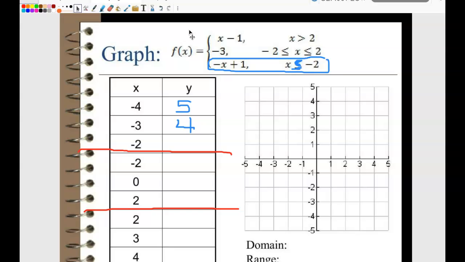Because I was waiting for somebody to say. A negative and -2 is a? So -4, 5 is a point. -3, 4 is a point. Is the point -2, 3 open or closed? Closed. Excellent.